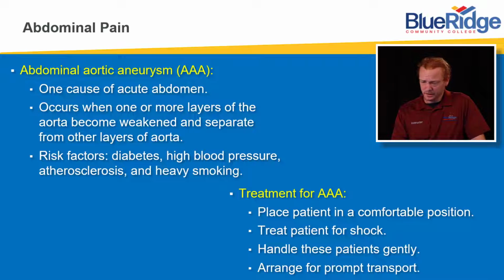Treatment for this: place them in a comfortable position, treat for shock, handle these patients gently, especially in that pre-rupture phase, and arrange for prompt transport to an appropriate facility. Patients who we are highly suspicious of a AAA that hasn't ruptured yet, or presumably hasn't ruptured yet, we want to move them as gently as possible. Having them stand up and stretch out can actually cause that rupture to happen.